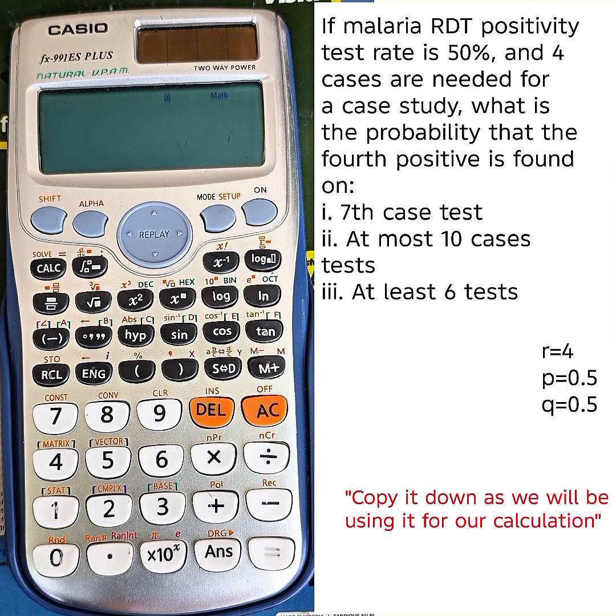The question reads, if malaria RDT positivity rate is 50% and 4 cases are needed for a case study, what is the probability that the fourth positive is found on Roman figure 1, 7th test, Roman figure 2, at most 10 tests, and then Roman figure 3, at least 6 tests.